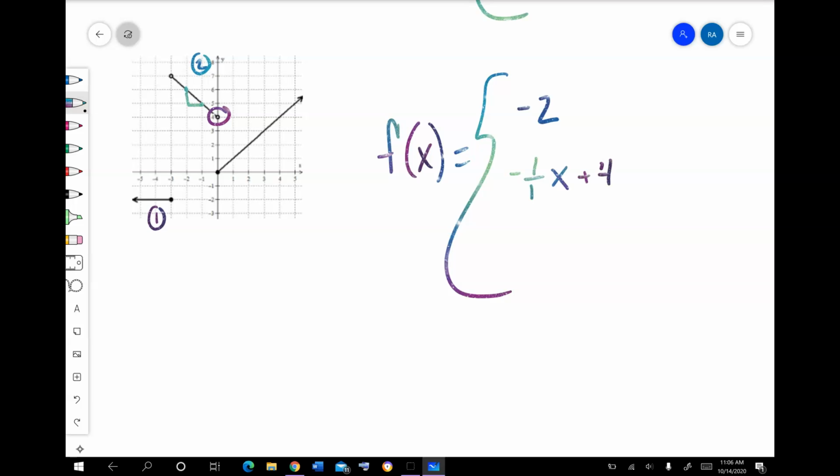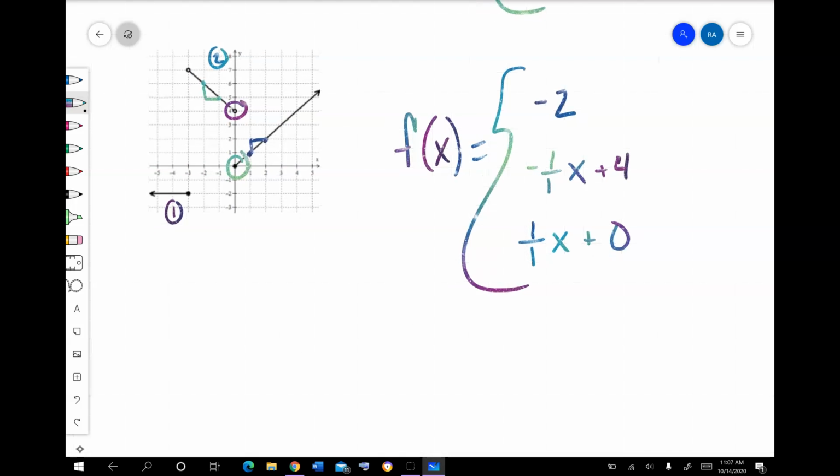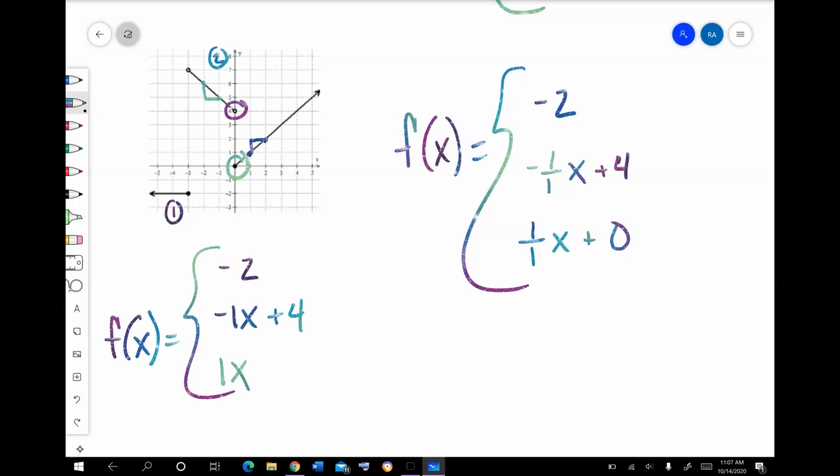Okay? Next one, I got a point here and a point here. I went up 1 over 1, so that's positive 1 over 1. And it crossed at 0, so we say plus 0. Now, I can clean these up before I do the domains. So let's clean it up. -2, you can't clean up anymore. -1 over 1 is just -1x or -x, whichever one you want to do. 1 over 1 is 1x, and we don't need the plus 0. All right. So let's do the domains.